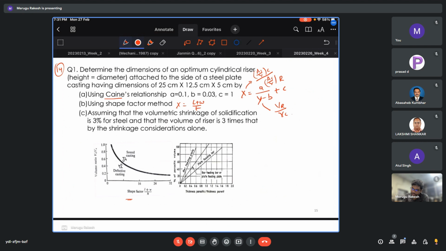And then in option C, we just have to add 3% extra to compensate for solidification. But still we don't need to add solidification shrinkage. Sorry, we have to add solidification shrinkage for volume.